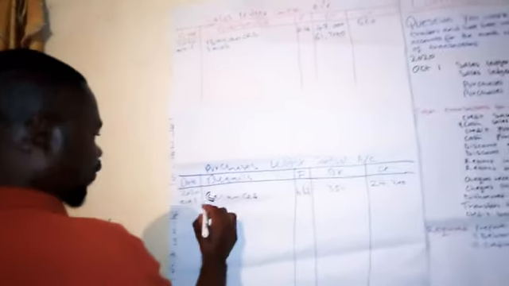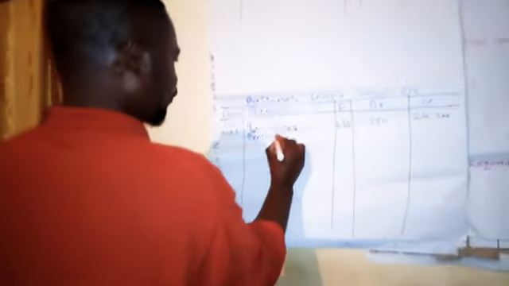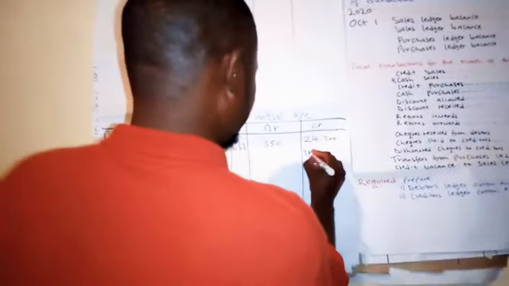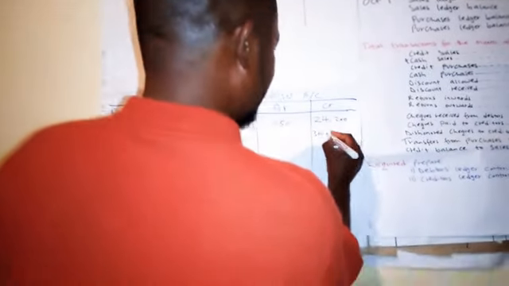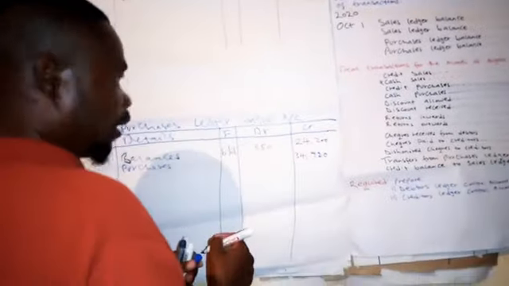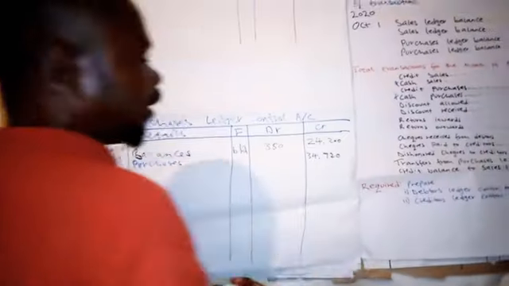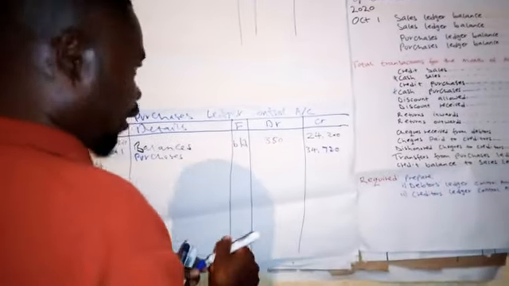Then we have credit purchases. So this one comes here. Okay, so we have purchases. Credit purchases should be recorded on the credit side. So credit purchases 34,720. From there we have cash purchases. This one, cancel it. It shouldn't be recorded in these accounts.